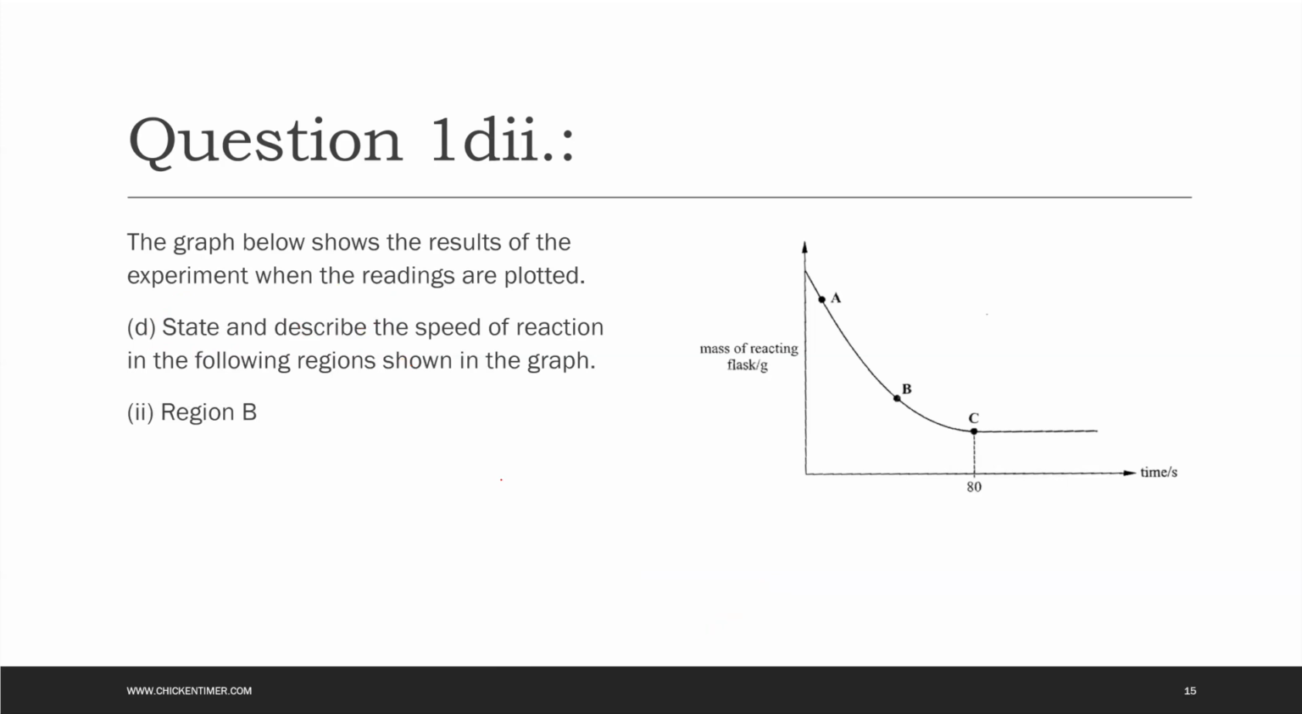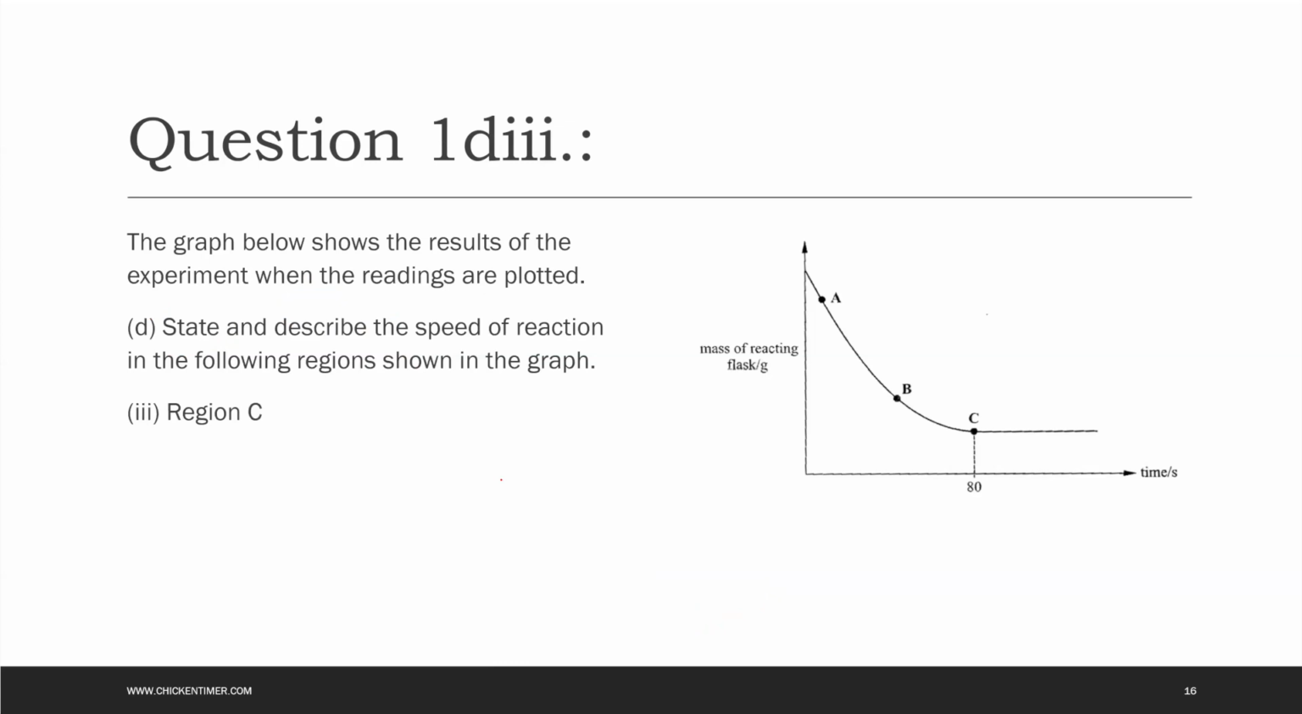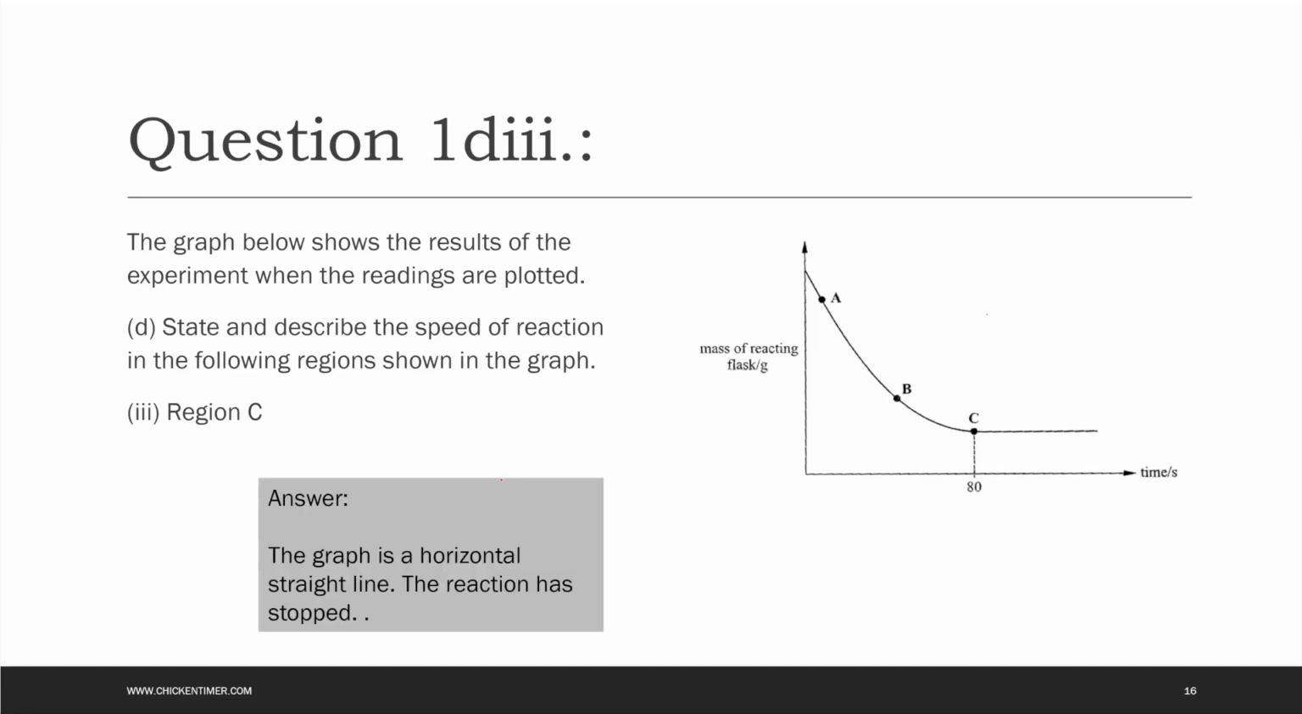Region B, the gradient is less steep, or the speed of reaction is slowing down. So it's slower than A. Then C, does it count as one straight line? Yes, so there's no gradient because it's a straight line. The gradient is 0, so you have a horizontal line. That means the rate of reaction is 0, because the reaction has stopped.